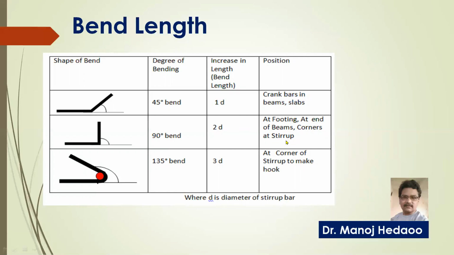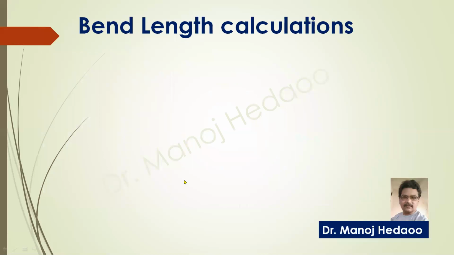We are interested in stirrup. Now this another shape where bend is at 135-degree. Here increase in length is 3d. Where these are provided? At corners of stirrup to make hook. So these 2d and 3d, they are important, where d is diameter of stirrup. Now bend length calculation.